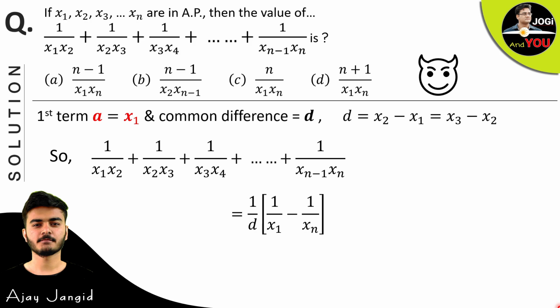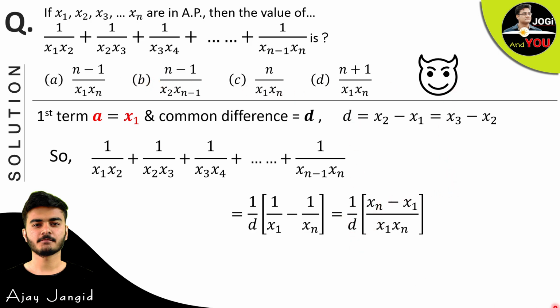Solve this bracket and by taking LCM, we got this. See this carefully what we have. Our answer will be from here. See, we have 1 upon d and in bracket xn minus x1 upon x1 xn. So see this denominator carefully. Except option B, all the options' denominator is the same as we got. So it's clear that our answer is from any of these A, C and D. But which is the answer among these? Because numerator hasn't matched yet and this d is extra here.